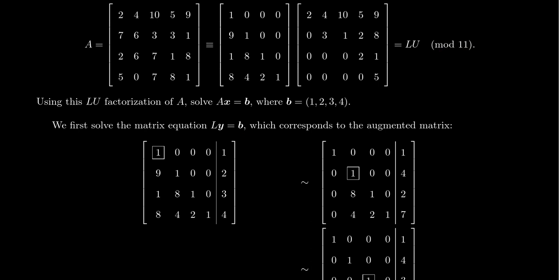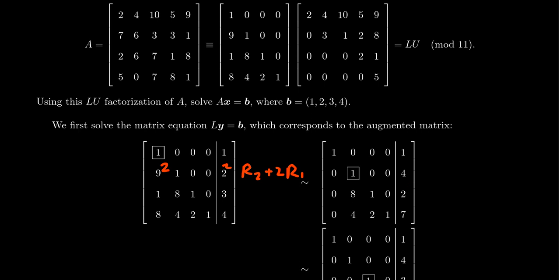Because this is a lower triangular matrix, it's unit lower triangular, right? We have ones along the diagonal. In terms of solving it, we have to get rid of the numbers below. So we're going to take row 2 minus 9 times row 1. Now, as we're working mod 11, minus 9 is the same thing as plus 2, right? So you're going to get a 2 right here, and you're going to get 2 right there. So this next row turns into 0, 1, 0, 0, 4.